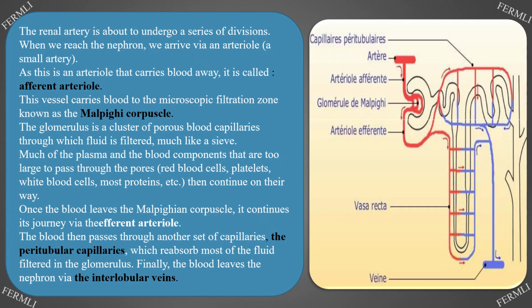Once the blood leaves the Malpighian corpuscle, it continues its journey via the efferent arteriole. The blood then passes through another set of capillaries, the peritubular capillaries, which reabsorb most of the fluid filtered in the glomerulus. Finally, the blood leaves the nephron via the interlobular veins.